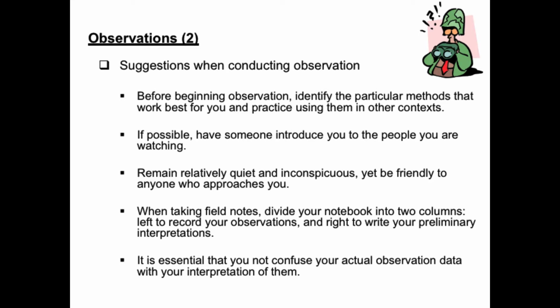In other words, you should not go out of your way to look for distraction that would take you off task from your observation. But of course, you don't want to be off-putting to people if they choose to interact with you. When taking field notes, one method that has distinct advantages is to divide your notebook into two columns, a left column to actually make your observation notes, and the right column to write preliminary interpretations that come to mind. And finally, it's essential not to confuse your actual observation data with your interpretation of that data.